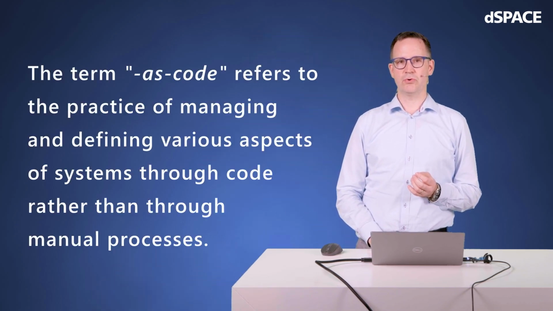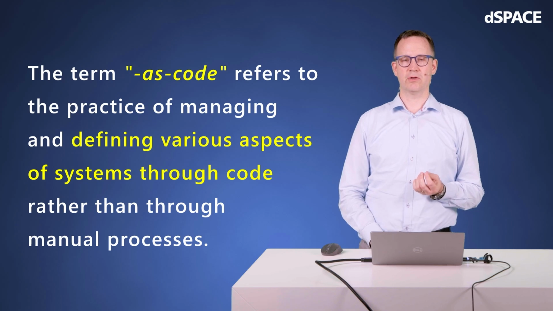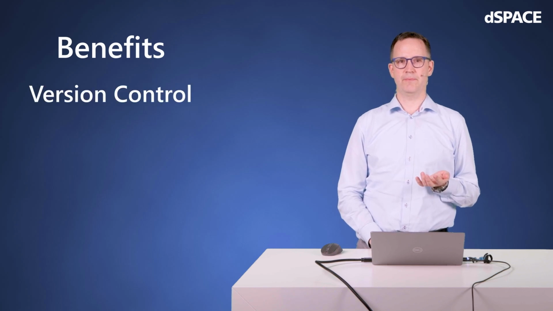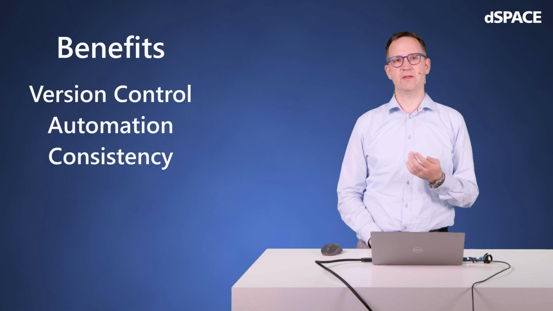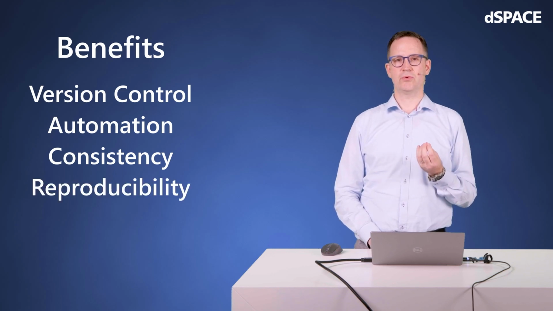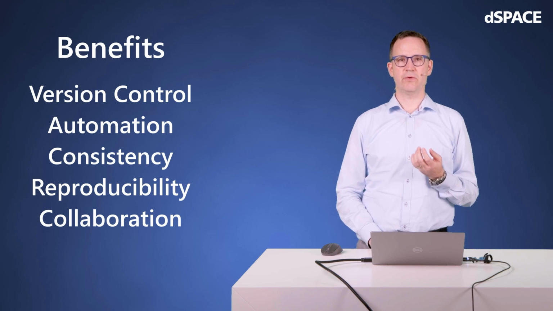The term "as code" refers to the practice of managing and defining various aspects of systems through code rather than through manual processes. And that has a number of benefits. You get version control, you get automation, you get consistency because everything is executable. You can reproduce it, and of course you can collaborate the same way that you can with typical software development.